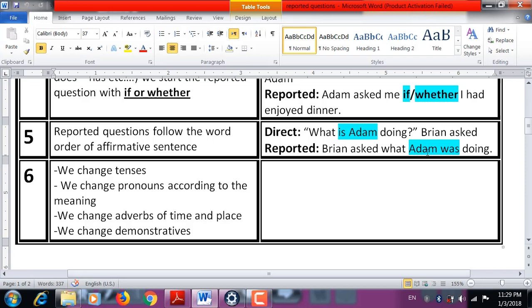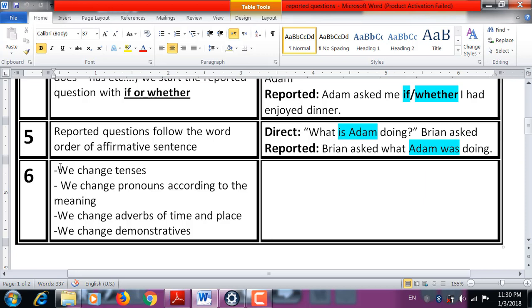Whereas in the reported sentence, we start like this. We start with the subject. So is Adam, but here Adam was, right? Note that we change is into was, right? So in the reported question, we start with the subject Adam, then we put was, right? So Adam was doing. This is the form of the affirmative sentence. But here in the question, we change it into the form of the reported question, the form of the affirmative sentence, right?